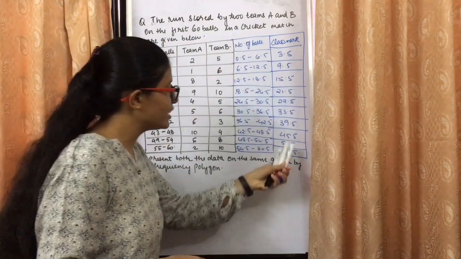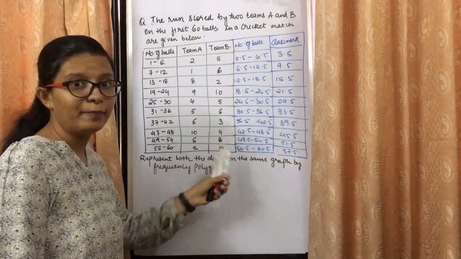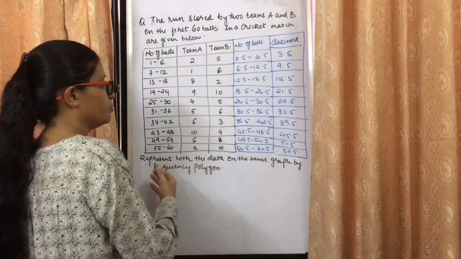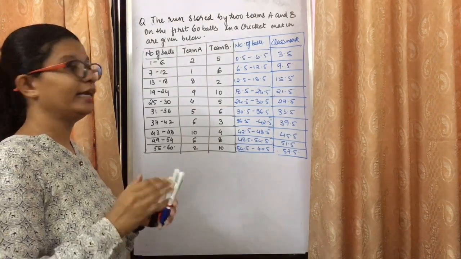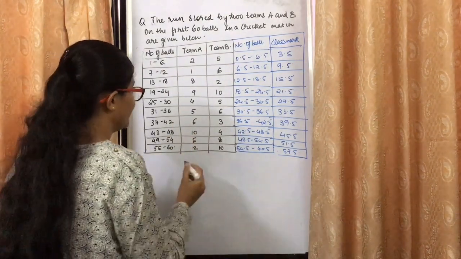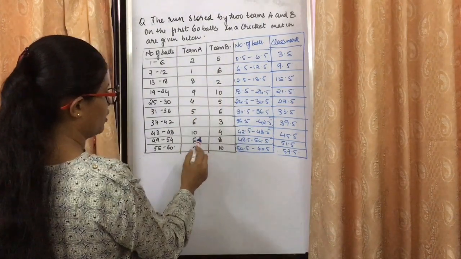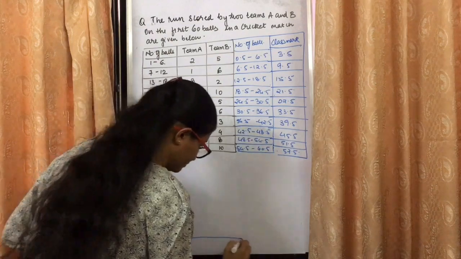If the class marks are clear and continuous intervals are clear and these are the team A and B, what we need to do? We need to plot it on the graph paper. We were told to make both graphs on the same graph paper, meaning both polygons we need to make on one paper. The highest score I can see is 10, so I can take the scale of 1.